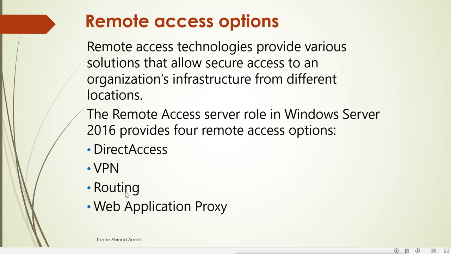And not only routing, it can also do NATing, which routers also do. So we can use the remote access services to do the routing to connect our local network to the external network. It can also provide the NAT feature, network address translation, so we can configure NAT also. In routing we can do static routing, and we can do dynamic routing also. In dynamic routing we can use the protocol RIP.